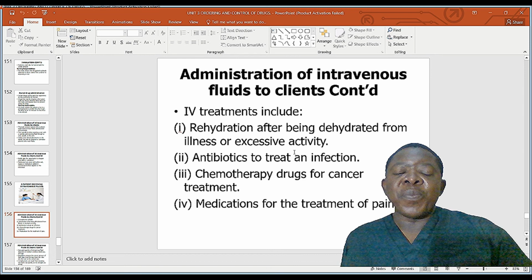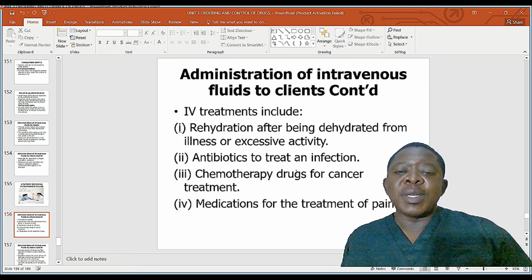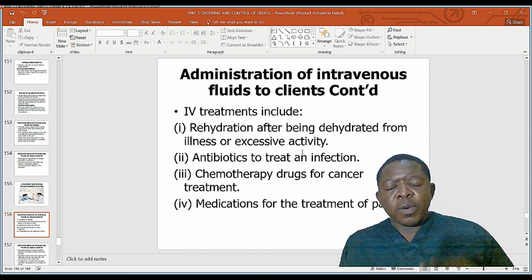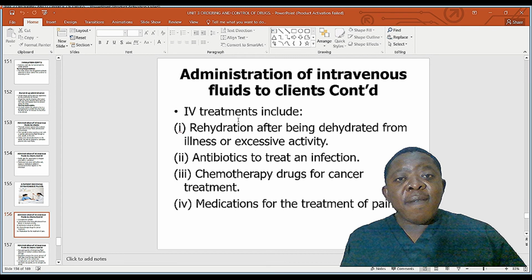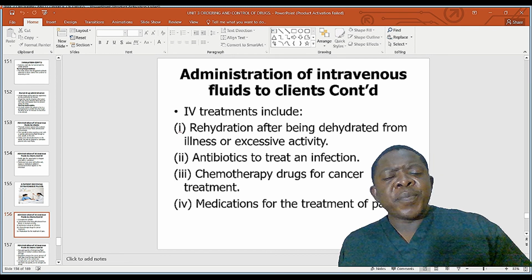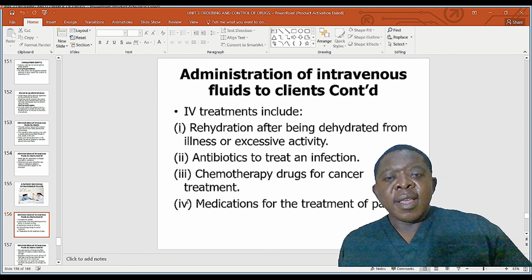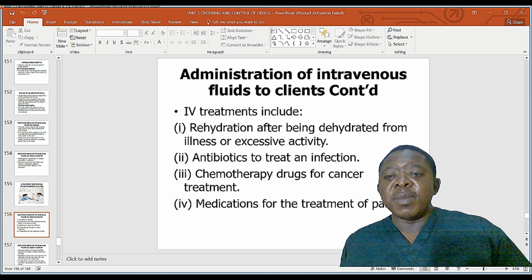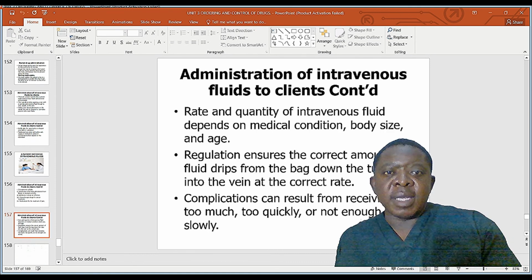So you may administer some drugs. Okay, that is IV fluid. Like we have available Ciprobid and we have metronidazole as an IV infusion or as an IV fluid, with the drug in it. So it can be administered like that. Then medication for the treatment of pain. Okay, we have drugs that can be administered that way.